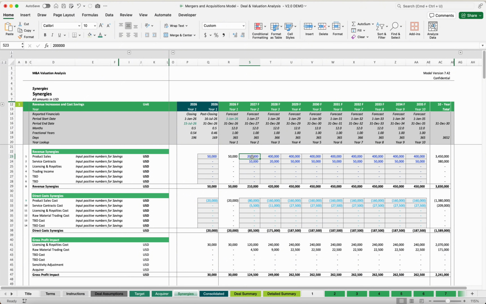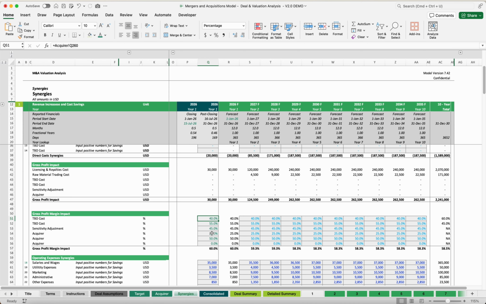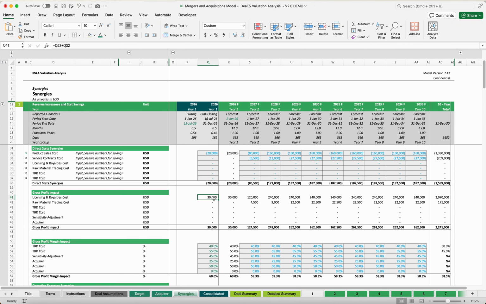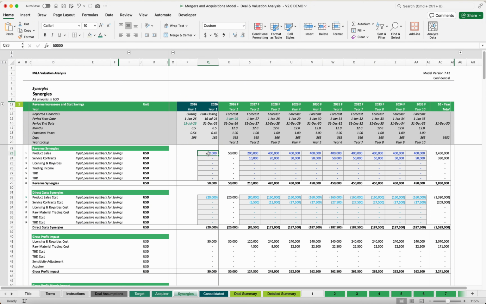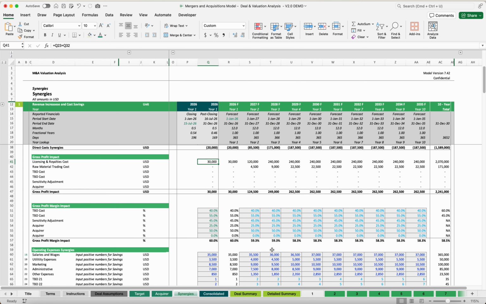This could involve that we could sell a product from the target company to our existing client base at the acquirer's company, or vice versa, that we could sell products from the acquirer to the customers of the target company, for instance. These additional revenues might also trigger additional costs, so we need to take this into account by entering the expected gross profit margins we can obtain, so that we can then translate the additional revenues into the gross profit contributions from those.